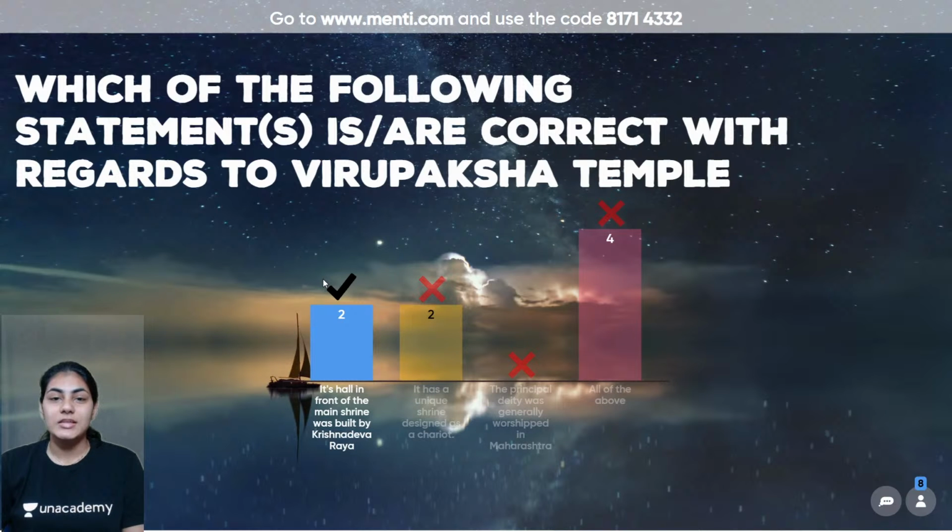Again, the answer is option A. I'm sorry whoever got all of the above, but it's not. Guys, the features of options B and C, the designing of a chariot and the worship in Maharashtra, are true in the case of Vitala temple, not Virupaksha. So don't get confused between temples. Option A is correct because Krishnadevaraya built the hall in front of the main shrine for Virupaksha, but the chariot is a part of Vitala, and also the principal deity of Vitala temple was worshipped in Maharashtra, right? So again, all of the above is wrong.